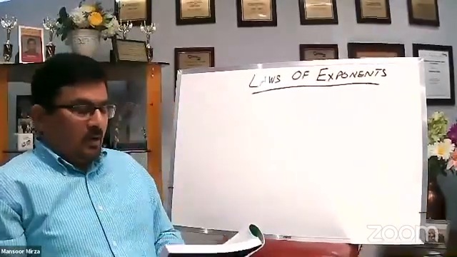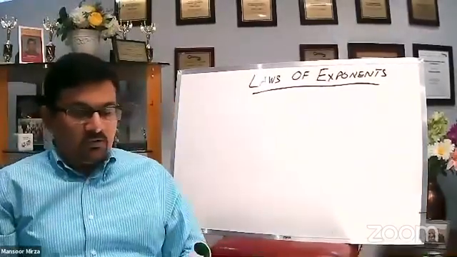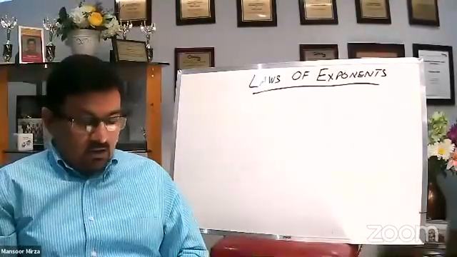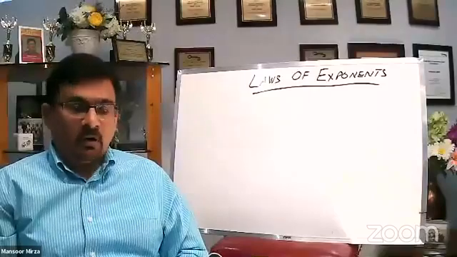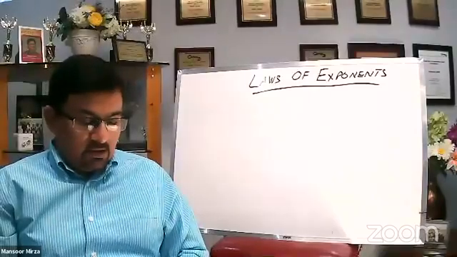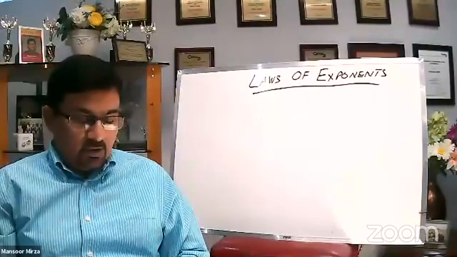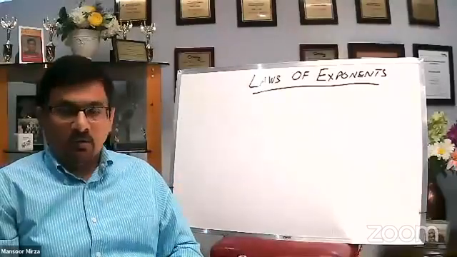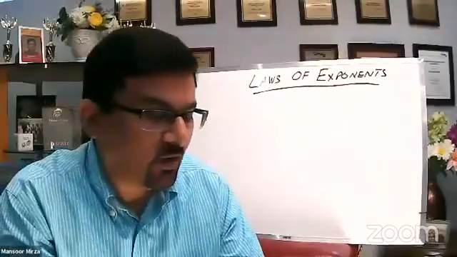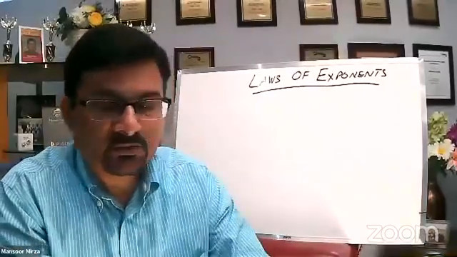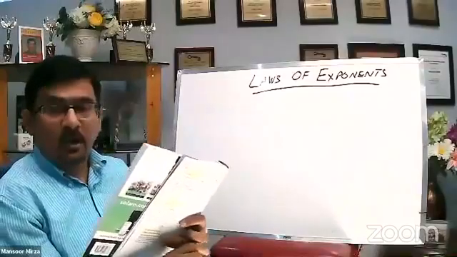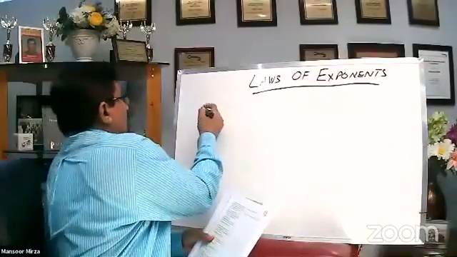So there are different laws. The first one we call multiplying power law. The next one is dividing power law, and then another one is exponent of zero law, and then we have power of a power law. So the first one I would like to explain is going to be our exponent of one law.